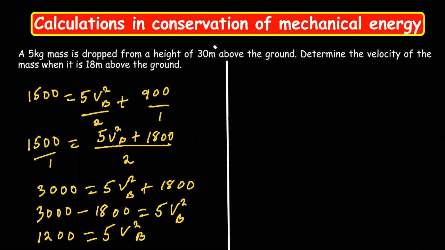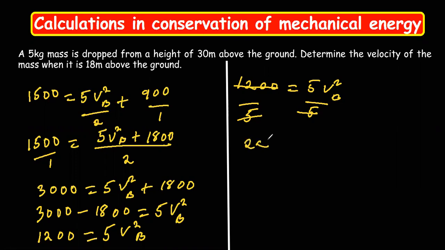So we are dividing both sides by 5, right? So we have 1,200 equal to 5v squared. We divide this by 5, we divide this by 5, and then this goes. So dividing this by 5, what do we have? Should we have 240? Yeah, 240 equal to 5v squared.